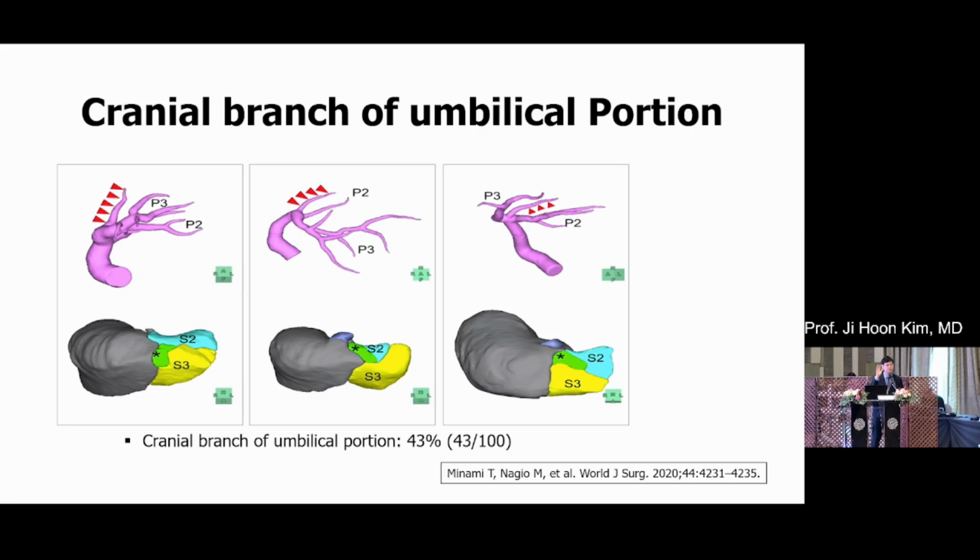After that, segments 3 and 4 share a common trunk. So the cranial branch sometimes makes it difficult to identify segment 4 and segment 7. So this branch is the cranial branch. Because of the cranial branch, the falciform ligament is not the anatomical plane in left lateral sectionectomy.